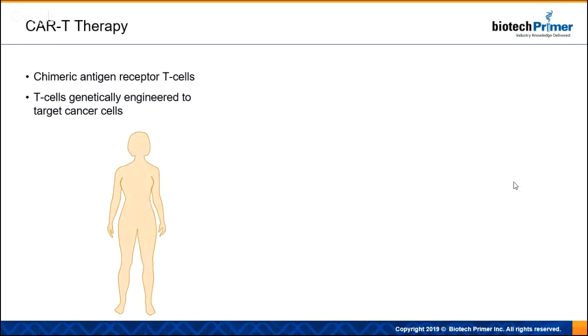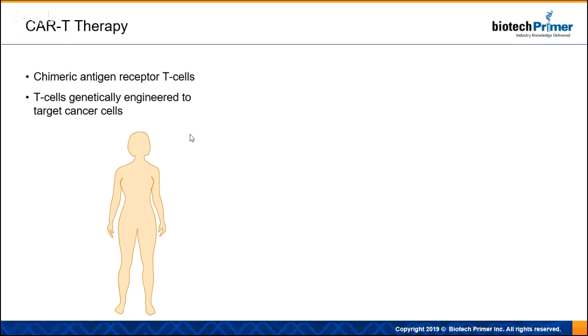CAR T therapy is another very exciting development within cancer immunotherapies. CAR T stands for chimeric antigen receptor T cells. On the next slide, we'll explain in a little bit more detail exactly what that mouthful means. For right now, though, let's just look at the big picture. CAR T therapy is simply T cells that have been taken out of the patient's body and genetically engineered to target cancer cells.